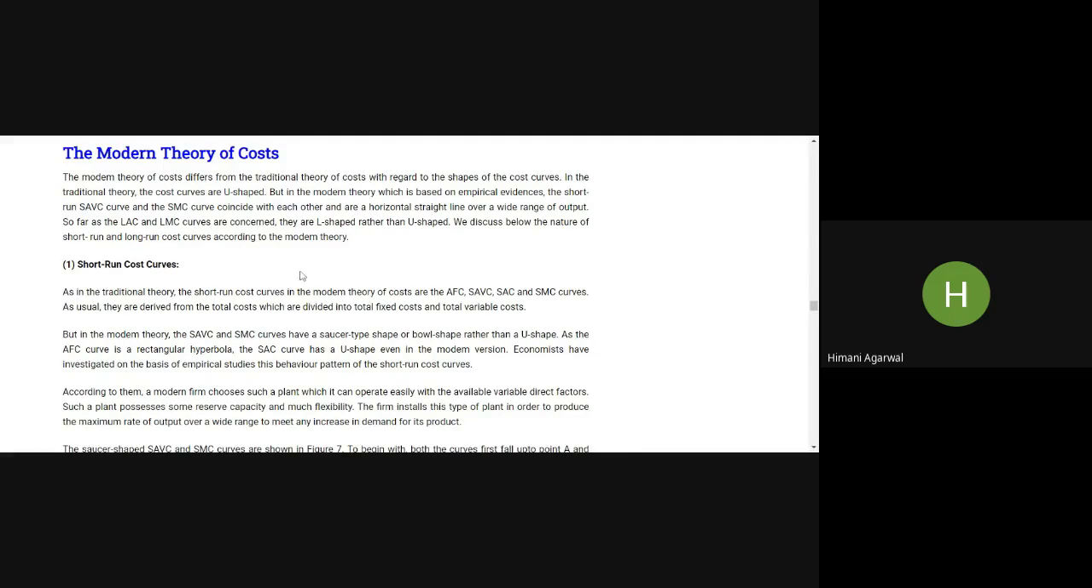Okay. You can see the modern theory of cost, right? So our traditional theory of cost is over. What we have done, we have discussed the short run cost curves and long run cost curves in the traditional theory of cost. And today we are starting with the modern theory of costs. Okay.